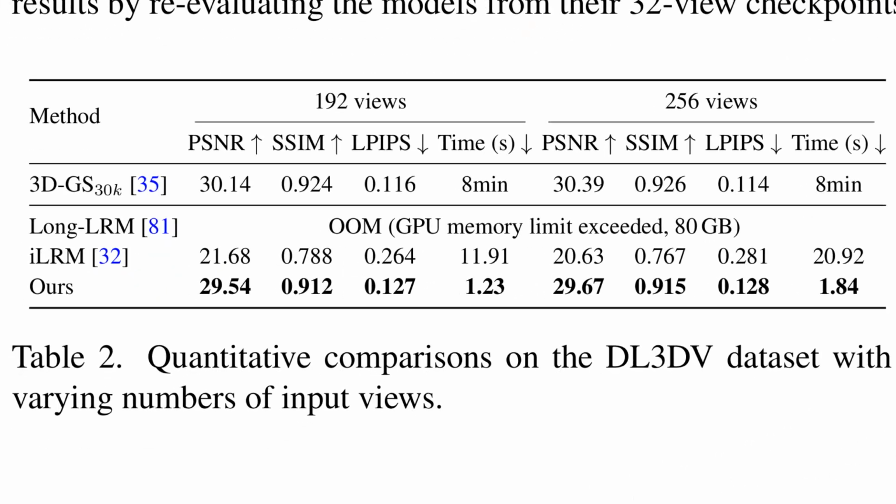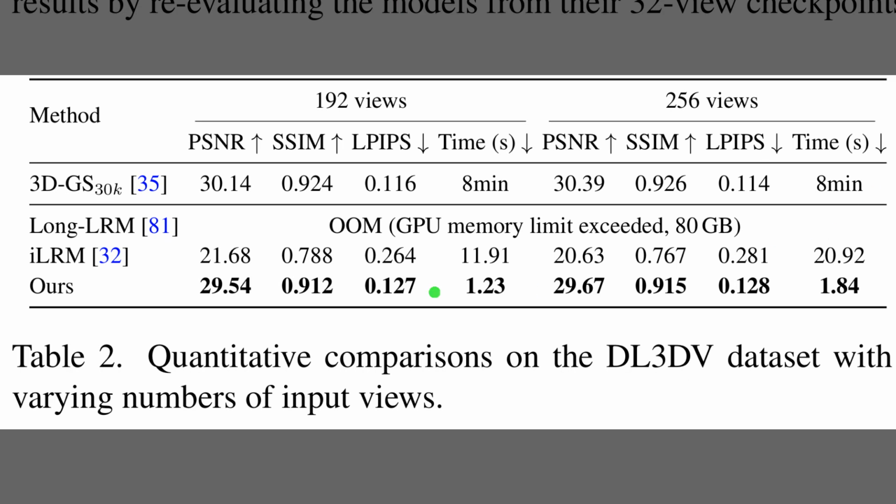So, after Figure 2 laid out the architecture, Table 2 shows how that design performs when scenes are covered by almost 200 or more views. The table compares reconstruction quality and runtime for 192 and 256 input views on the DL3DV dataset. The baseline three-dimensional Gaussian splatting reaches around 30 decibels, but needs about 8 minutes per scene. Long-LRM actually runs out of memory at these scales.